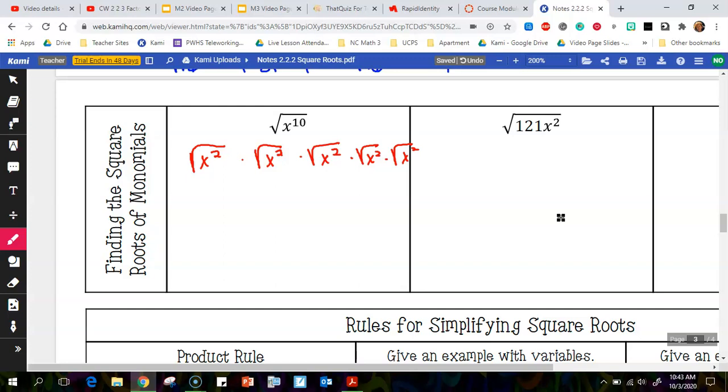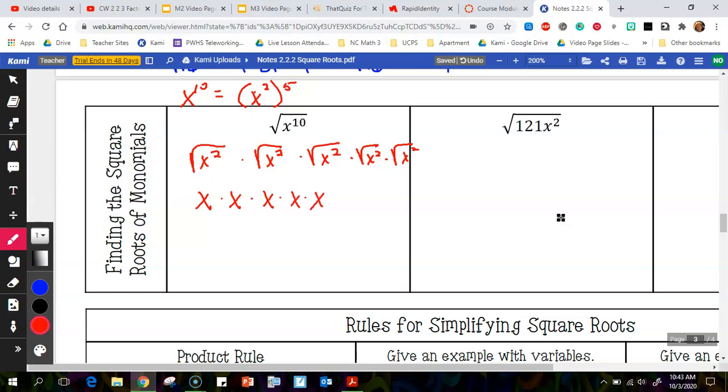Well, I can take the square root of each of these because x squared is a perfect square. So what I'm really trying to do is figure out, can I rewrite x to the 10th as a product of perfect squares? Well, x to the 10th equals x squared times itself. Let's write it a different way. It equals x squared to the 5th power, because you would multiply those two exponents. So I can rewrite it like this, and then I can say, okay, the square root of x squared is x.